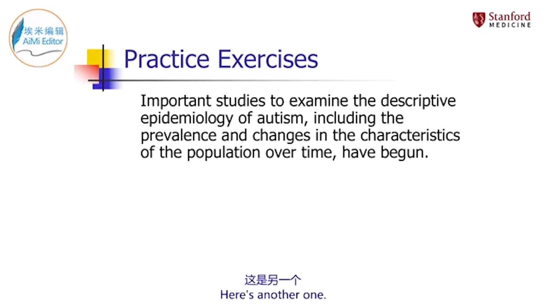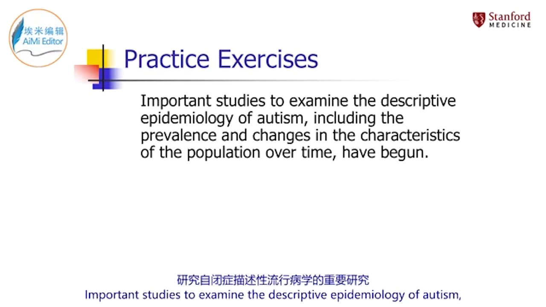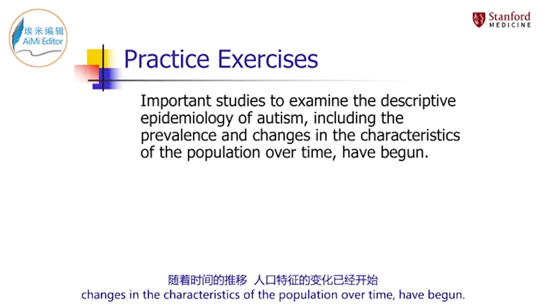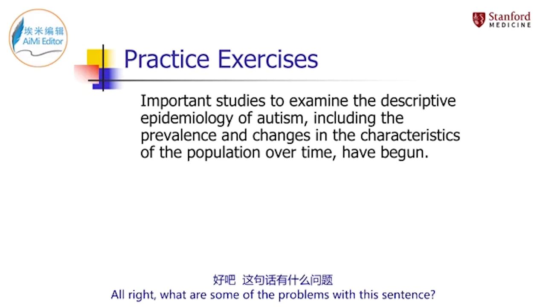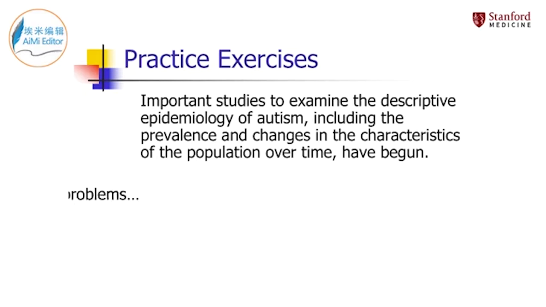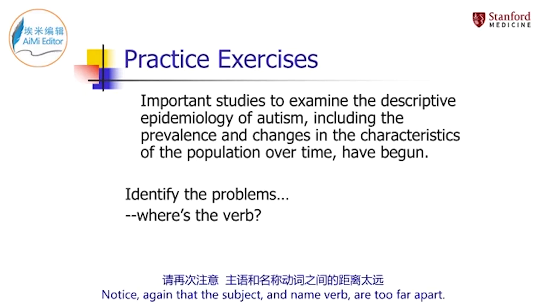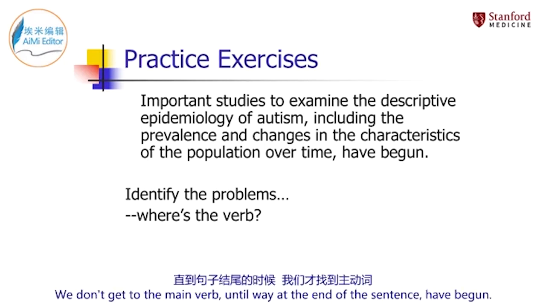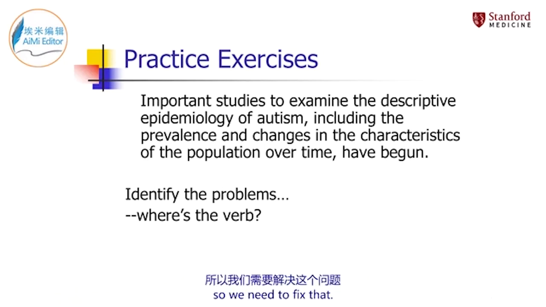Here's another one. Important studies to examine the descriptive epidemiology of autism, including the prevalence and changes in the characteristics of the population over time, have begun. All right, what are some of the problems with this sentence? Notice, again, that the subject and main verb are too far apart. The subject of that sentence is the studies. We don't get to the main verb until way at the end of the sentence, have begun. So we need to fix that.